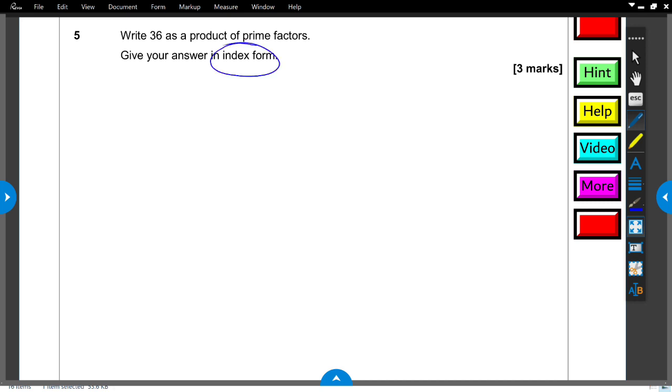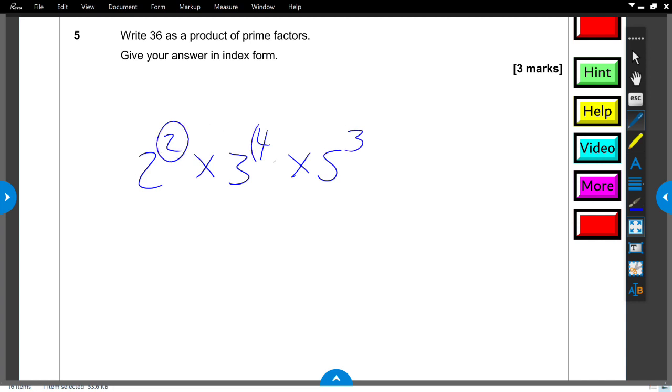Index form. An index, that's basically an indice. So we have x to the power of 2, that's the indice. Index form, that's when I have, say, 2 squared times by 3 to the 4 times by 5 to the power of 3. Then this is index form, because I've got these indices up here.